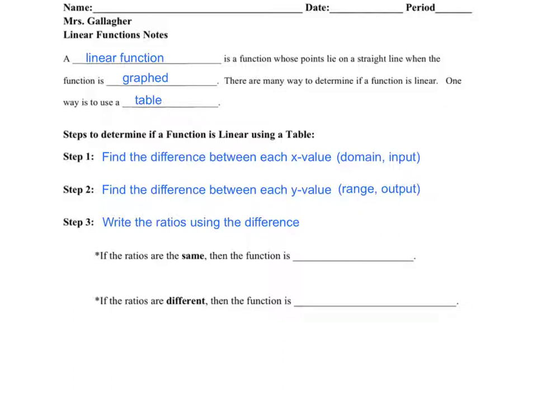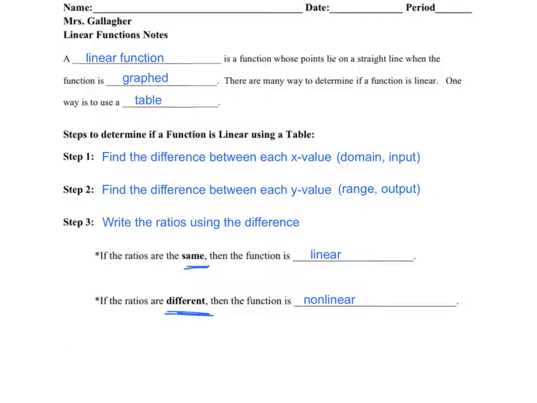So if the ratios are the same after you simplify them, then the function is linear. If the ratios are different, then the function is nonlinear.